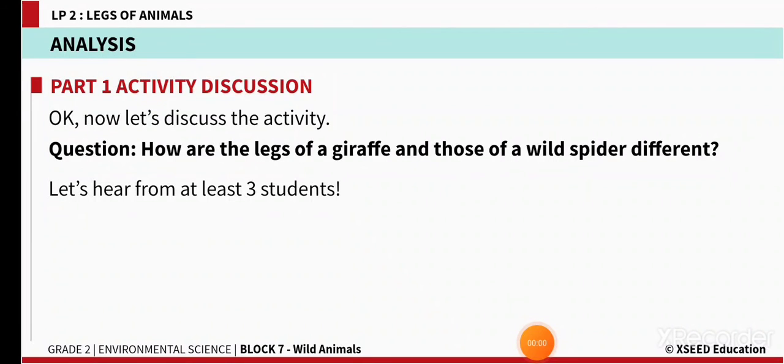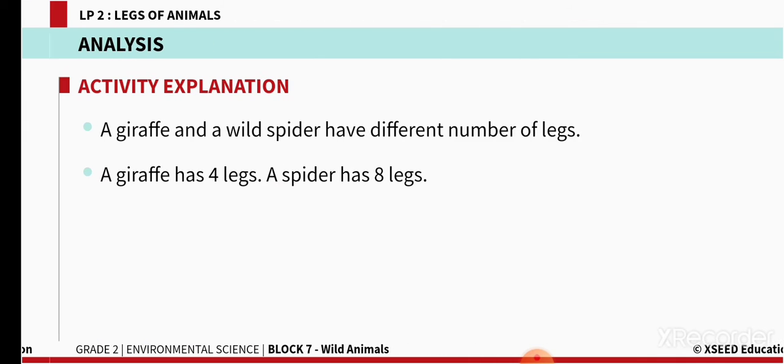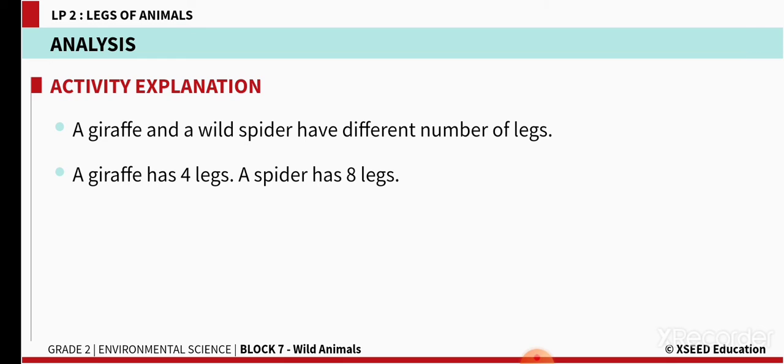Yes, children? So now we will discuss what all we have seen as pictures after the activity. We understood that animals have legs, but the number of legs differs from one animal to another. How are the legs of a giraffe and those of a spider different, children? How many legs does a giraffe have? Very good, 4. Spider, 8 legs. You can see that a giraffe and a spider have different numbers of legs. A giraffe has 4 legs, a spider has 8 legs.